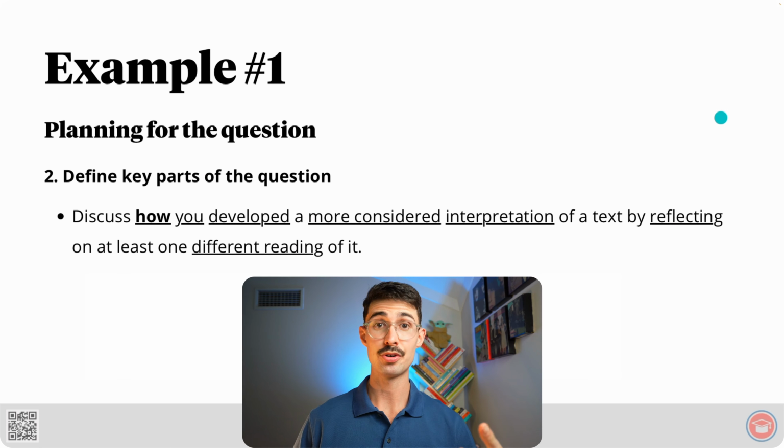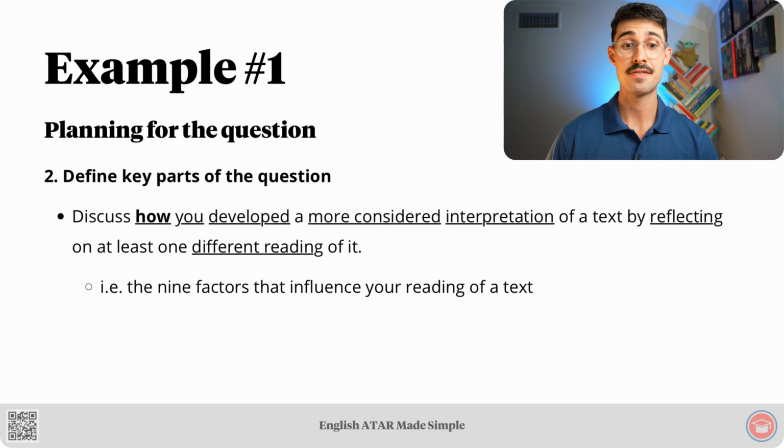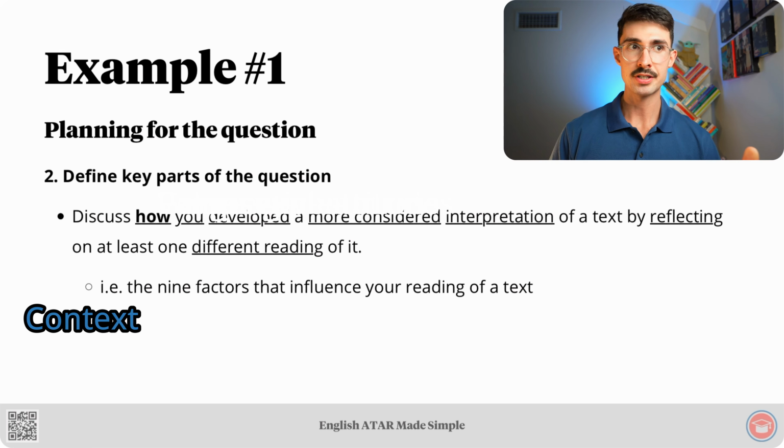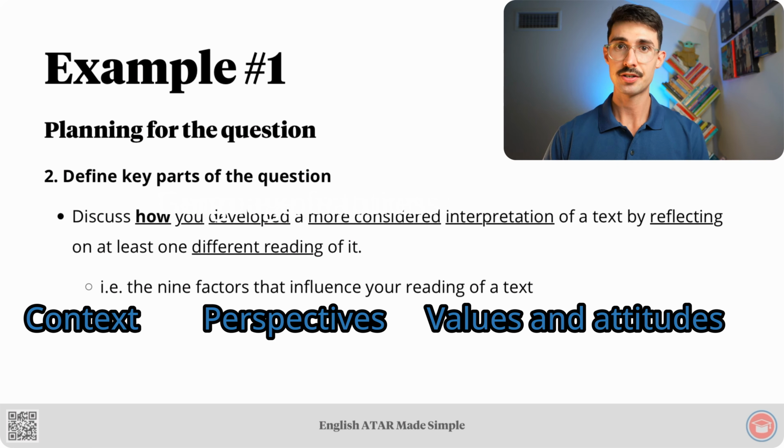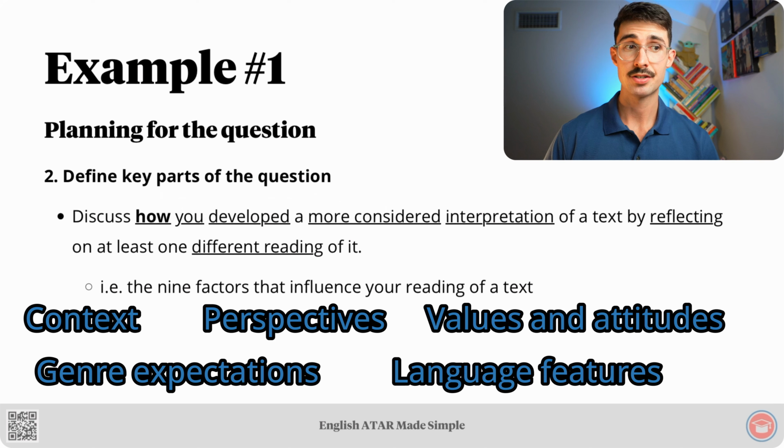Moving on to step number 2, which is defining those key parts, and the first key part is how. We know from the lesson on language features in Module 2 that how just refers to language features, but if you really wanted to impress the marker for this question, you would be referring to, or at least thinking of, those 9 factors that influence your reading of a text when you see the word how in this question, because one of the main elements of it is this concept of reading. Some of those 9 factors include context, perspectives, values and attitudes, genre expectations, and language features.